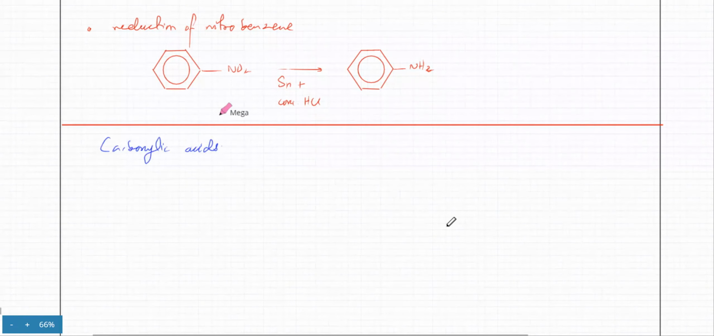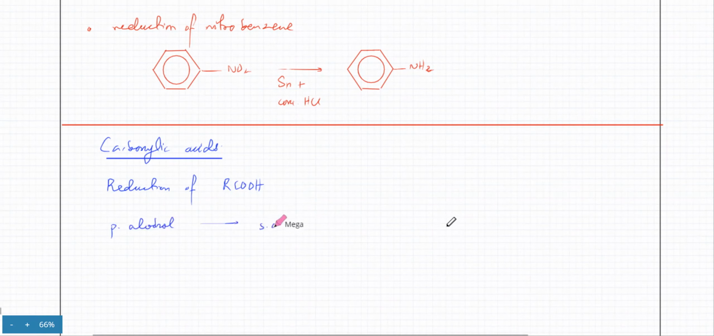Carboxylic acids, remember, can be reduced. How are carboxylic acids formed in the first place? Primary alcohol would get oxidized to an aldehyde, and those would then further get oxidized to a carboxylic acid. This was oxidation of alcohols. The reverse is that carboxylic acid can be reduced back to an aldehyde or a primary alcohol.